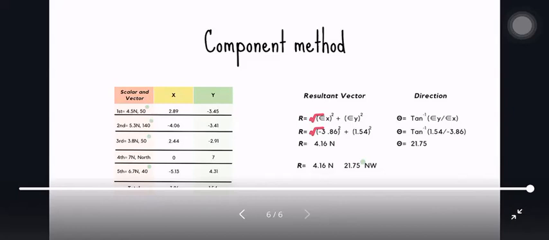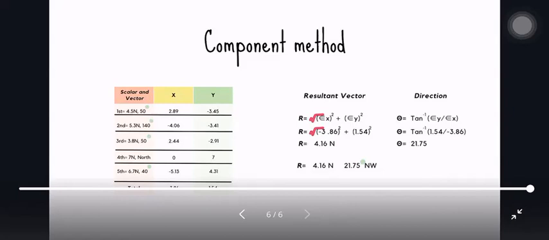Now, to get our resultant vector and the direction, we need the square root of the sum of x squared plus sum of the y squared for the resultant vector. To get the sum of the x, you just need to add all of the x and all of the y and get the sum of them. The x will result on negative 3.86, and for the y, the sum of y is 1.54.